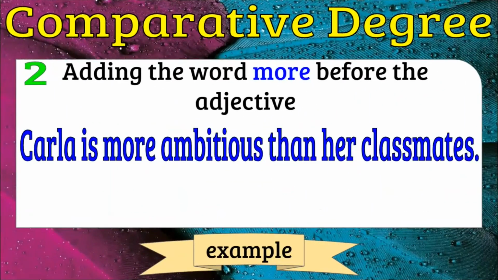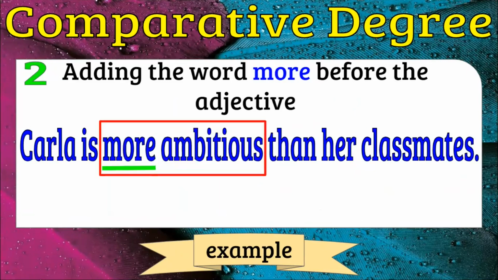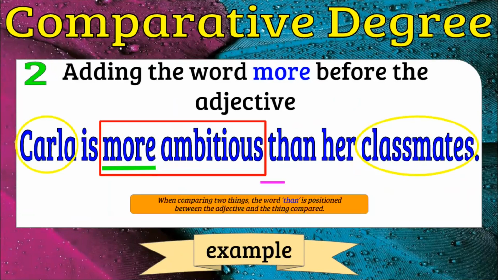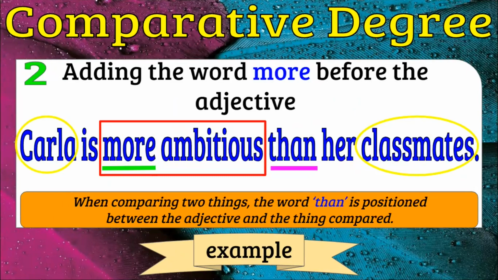Carla is more ambitious than her classmates. The adjective is more ambitious. It compares Carla and her classmates. Remember, when comparing two things, the word than is positioned between the adjective and the thing compared.